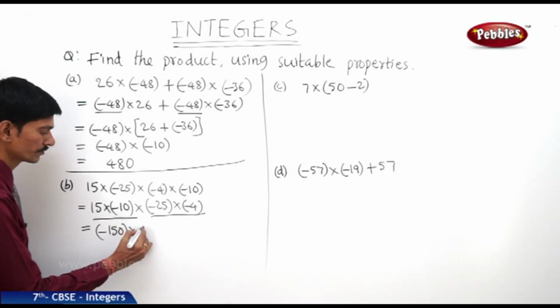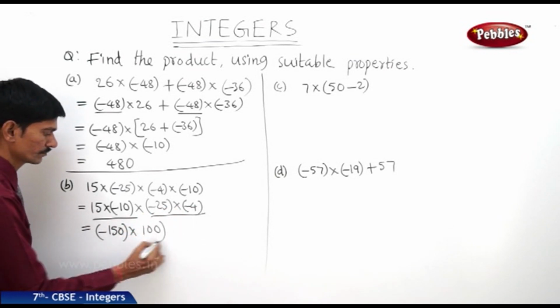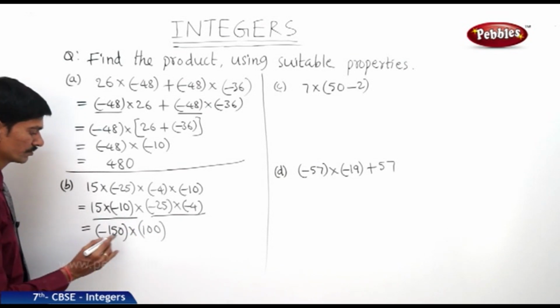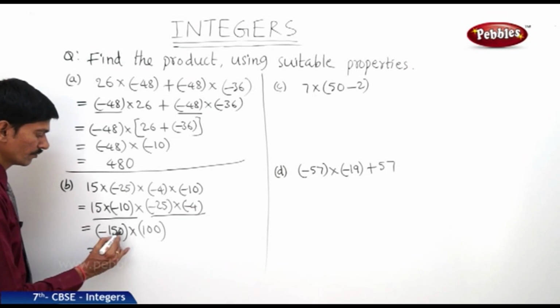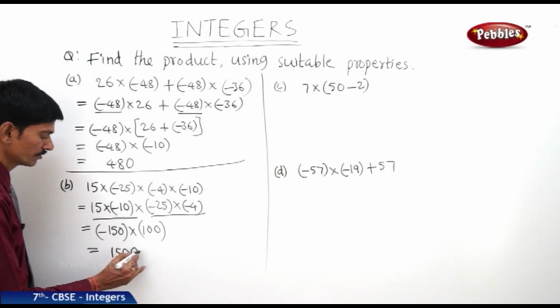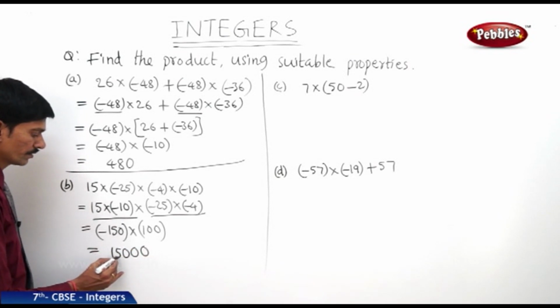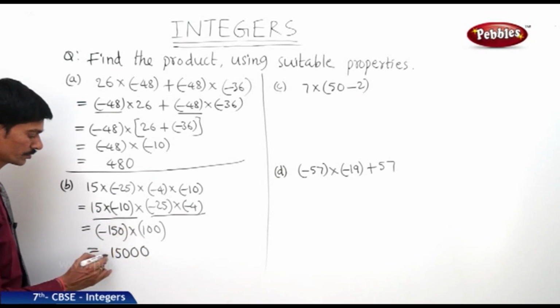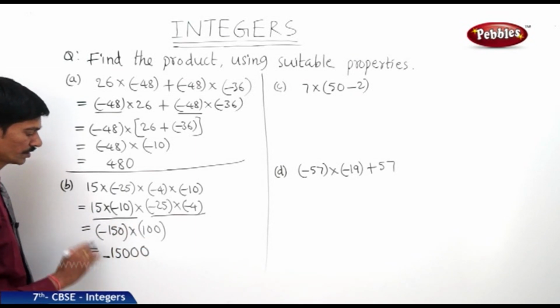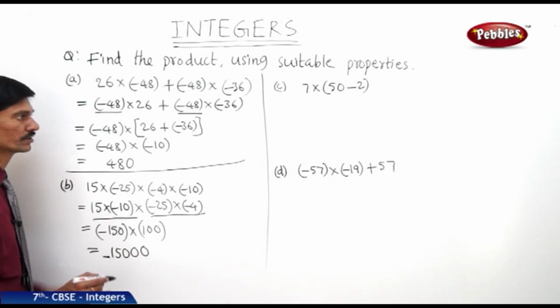So we will get the positive integer. 25 4s are 100. Now this equals to 15 ones are 15. Here 1, 2, 3 zeros are there. So place 3 zeros after 15. So we get 15,000. But this is the product of a negative and a positive integer. So we will get the product as the negative integer. So that is minus 15,000.